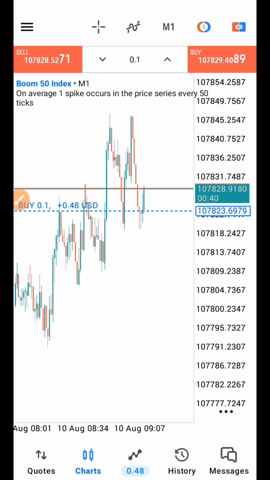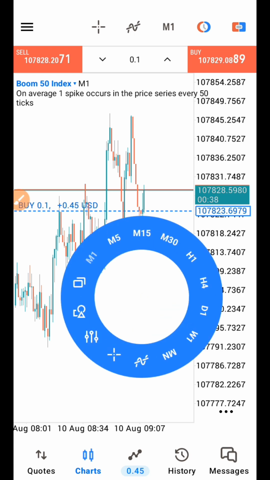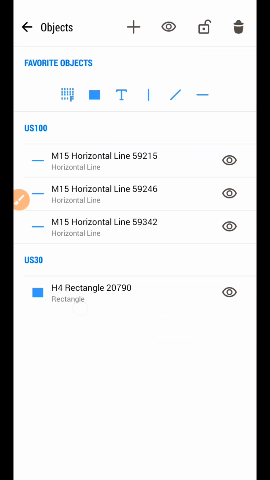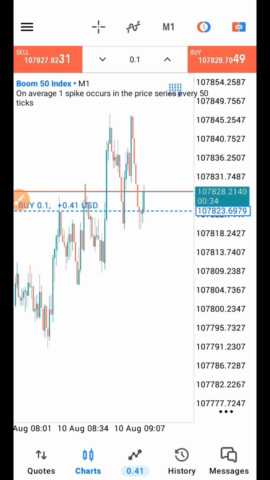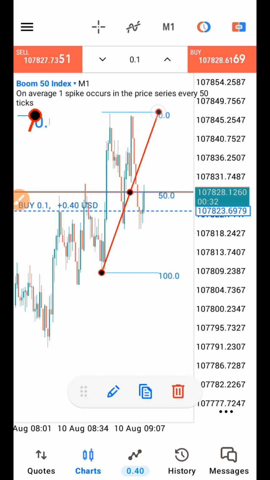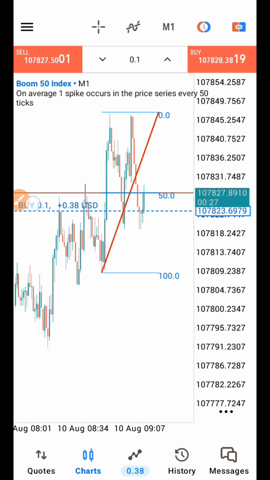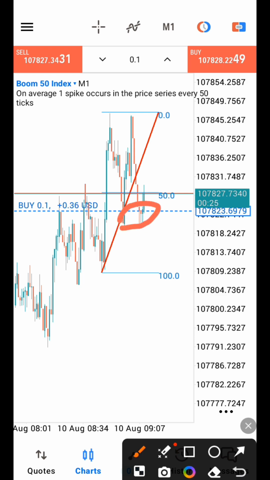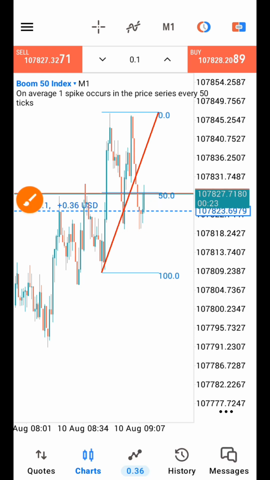One thing, sorry, I didn't confirm that before buying, but I used my eye to judge it. So let me bring out my Fibonacci tool and measure it from here to here. You can see that the sweep falls below the 50 level, which makes it valid for me. That is why I entered the buy.